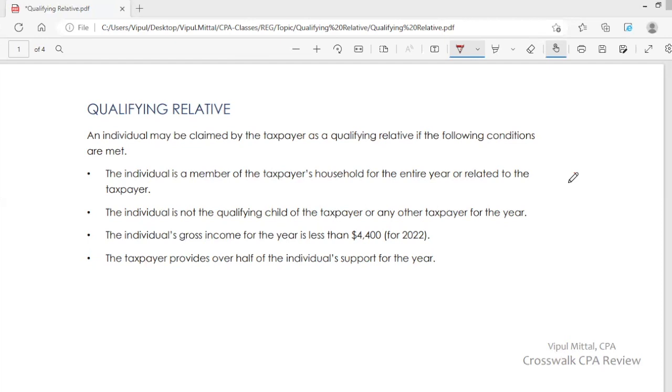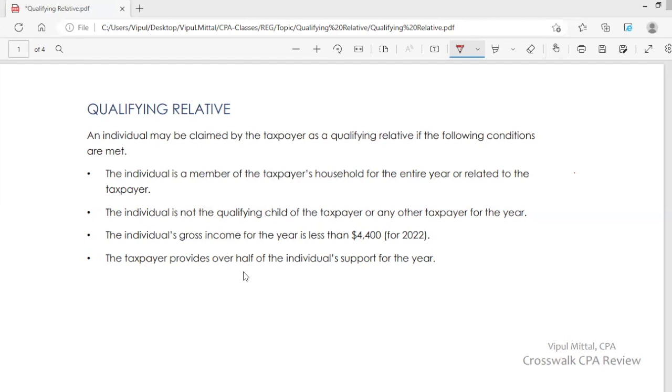Alright. So you are the taxpayer and you may claim an individual as your qualifying relative if certain conditions are met. Here we have four conditions. All the four conditions must be met for you to claim an individual as your qualifying relative and claim that individual as your dependent.